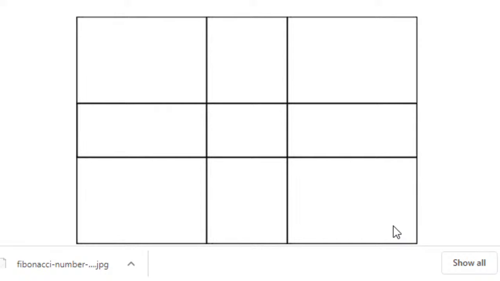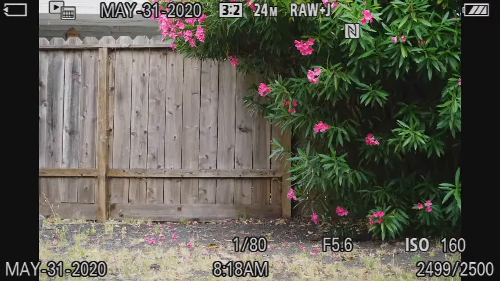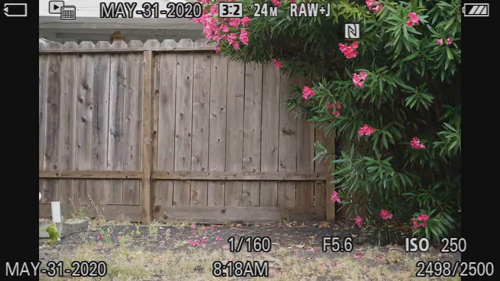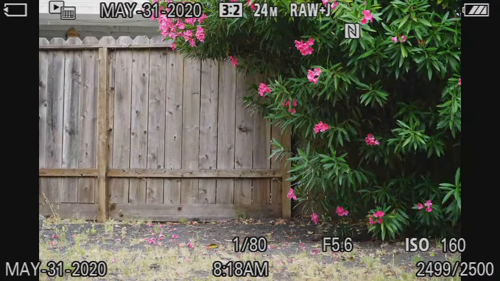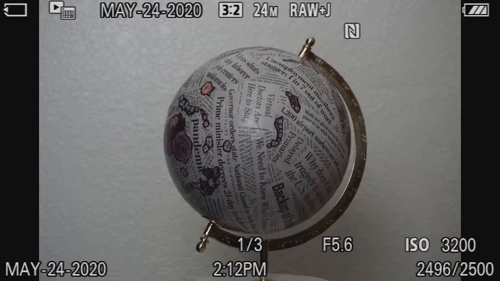And then we showed you what was going on with the A6000, using our still life, our oleander and our fence. Rule of thirds, golden ratio. We took some sort of strange shot in the backyard, and that was for a different project.